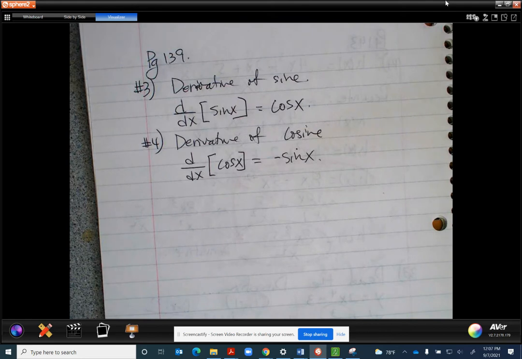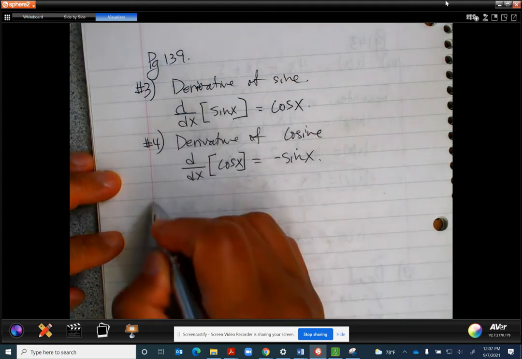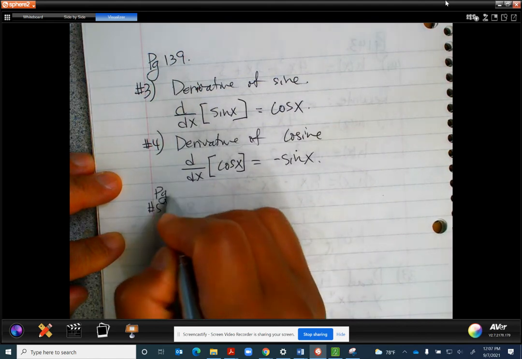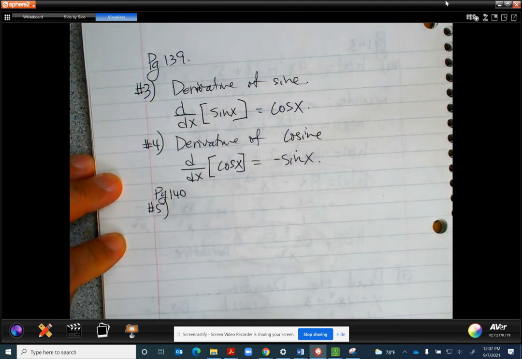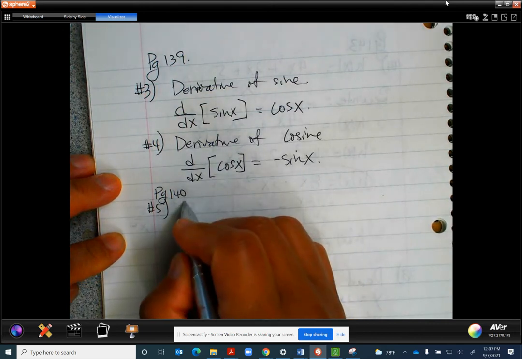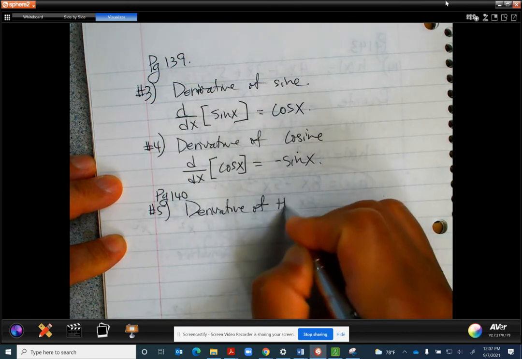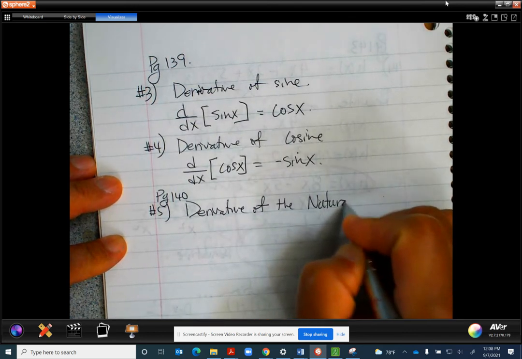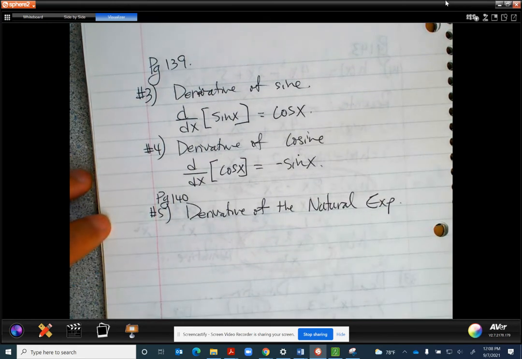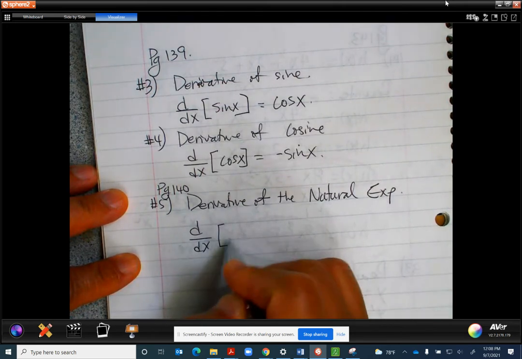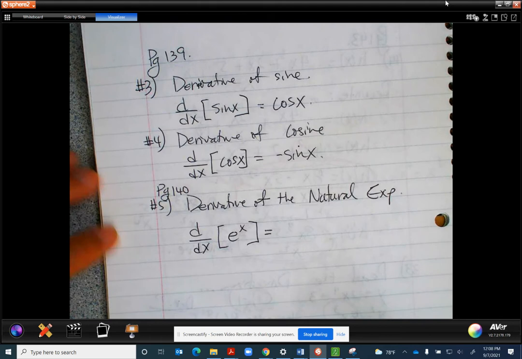Number 5 for today. Today is the last one, but we actually have a lot. Alright, number 5. This is on page 140. Number 5 is the derivative of the natural exponent. Alright, derivative of the natural exponent says derivative of e to the x is, what does it say? E to the x.